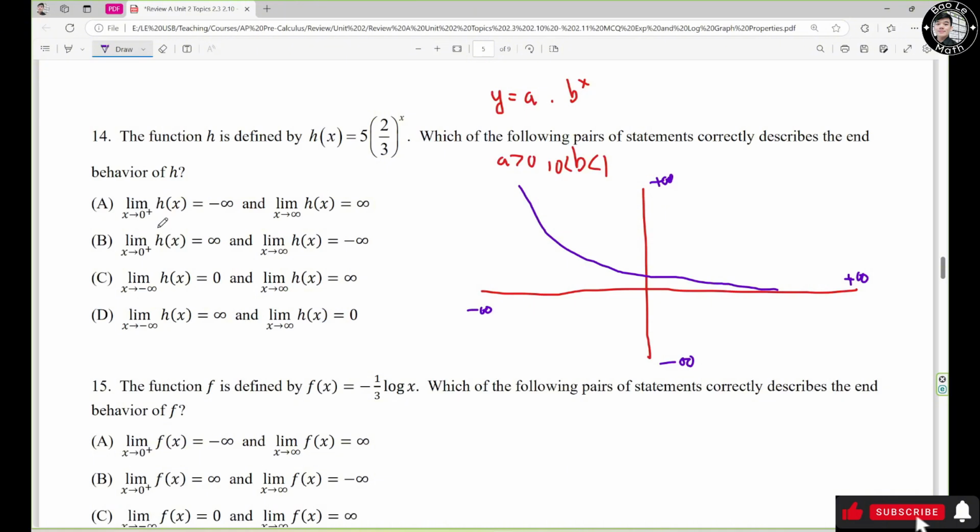So this one only applies for the logarithmic function, right? So we need to eliminate A and B. Now, answer choice C. Limit of the function h of s when s approaches negative infinity. The function approaches positive infinity, right? This says 0, so this is wrong. Answer choice D. The limit of the function f of s when s approaches negative infinity, the function approaches positive infinity. So this is right. Limit of the function f of s when s approaches positive infinity, the function approaches 0, right? Because it's getting closer to the x-axis. So the answer choice must be D.